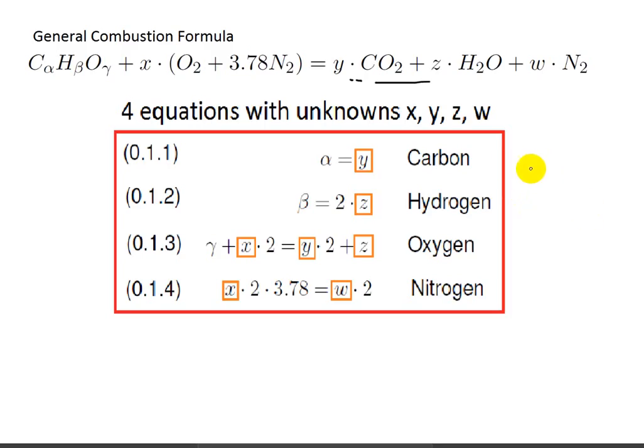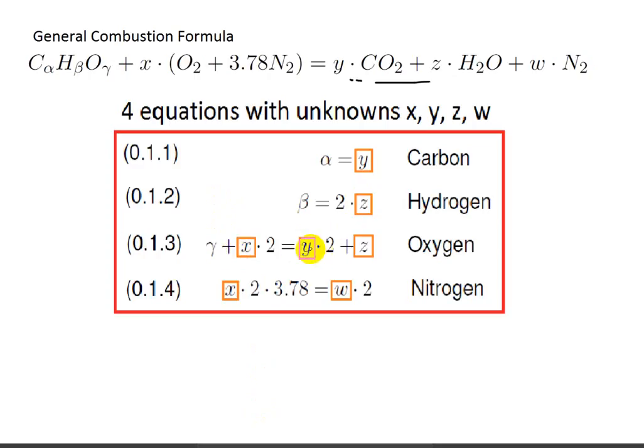Let's begin by writing 4 equations with the 4 unknowns, x, y, z, and w. Alpha is the number of atoms of carbon appearing on the left. On the right, carbon only appears in one place with the coefficient y, so alpha must be equal to y, and that's how you equate the carbon atom. There is also only one source of hydrogen atoms, coming from the fuel, so there are going to be beta hydrogen atoms. If you come over on the right, the hydrogen appears as H2 and only as part of water, so it's going to be 2 times the coefficient z. Therefore, beta will equal 2z.